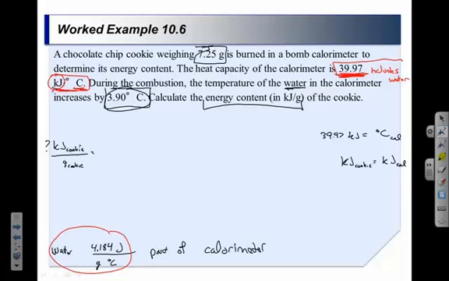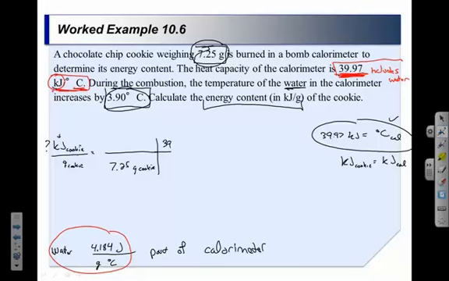Well, we can start with the information given. We could start with, if we want, just putting the grams of cookie on the bottom, because that already gives us the unit we want on the bottom of the fraction. On top, we want information about kilojoules. So I would start with this relationship here that I actually have in kilojoules. So 39.97 kilojoules absorbed by the calorimeter per degree Celsius change for the calorimeter.